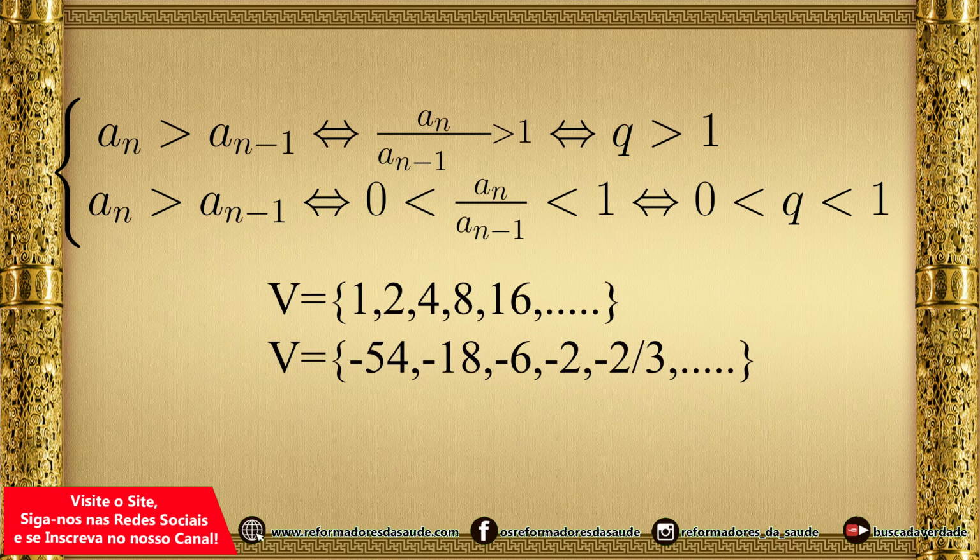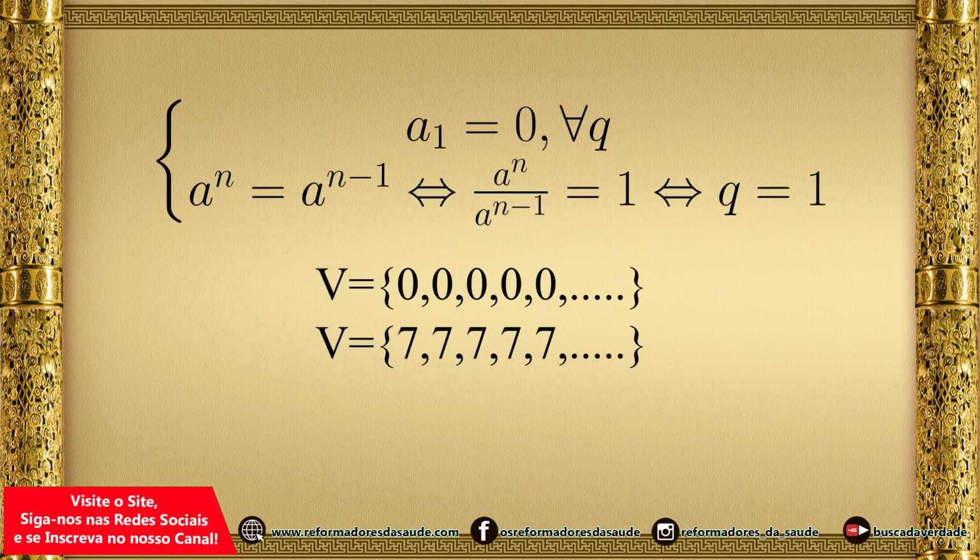For example, minus 54, minus 18, minus 6, minus 2, minus 2 divided by 3, and so on are increasing terms. So, for example, if we divide minus 18, which is the term after the term minus 54, then we will have a number between 0 and 1, and if we look for the multiplicative value, we will have the value of 1 divided by 3.